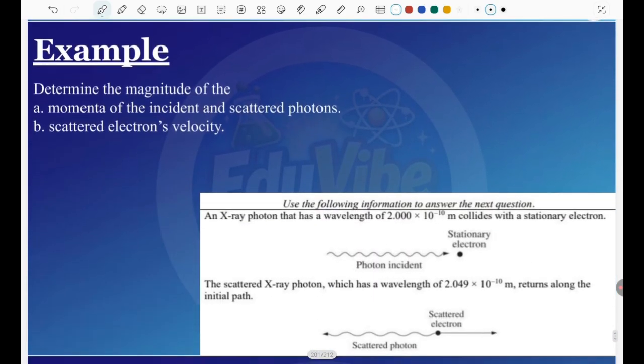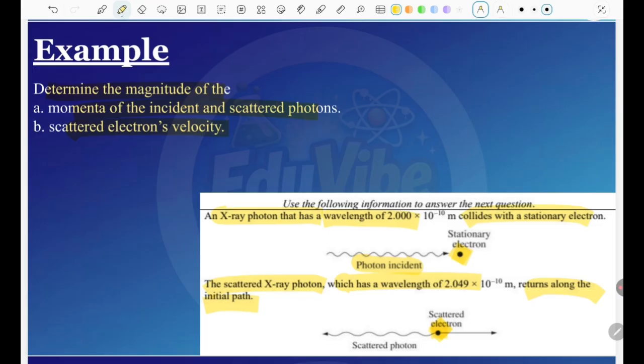The questions I'm talking about are the type you get in written examinations, such as questions on photon momentum. Let's do this question and see how we can deal with these types of questions. Determine the magnitude of the momenta of the incident and the scattered photons, and the scattered electron's velocity. The question says an X-ray photon of a given wavelength collides with a stationary electron. The scattered X-ray photon has a given wavelength and returns along the initial path.